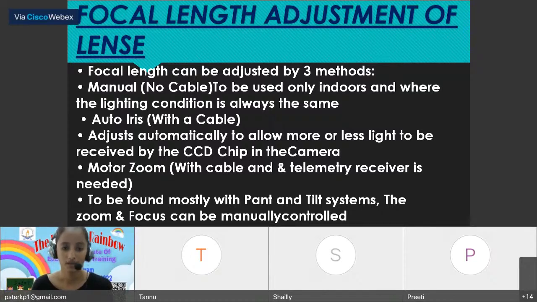Auto iris, with a cable, adjusts automatically to allow more or less light to be received by the CCD chip in the camera. Motor zoom, with cable and an elementary receiver, is needed. To be found mostly with pan and tilt systems. The zoom and focus can be manually controlled. Means this motor zoom is mostly found in pan tilt systems.